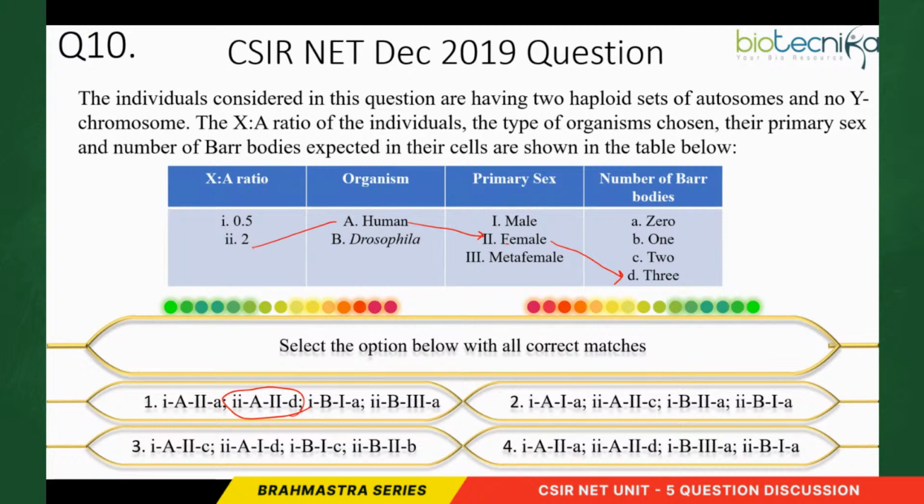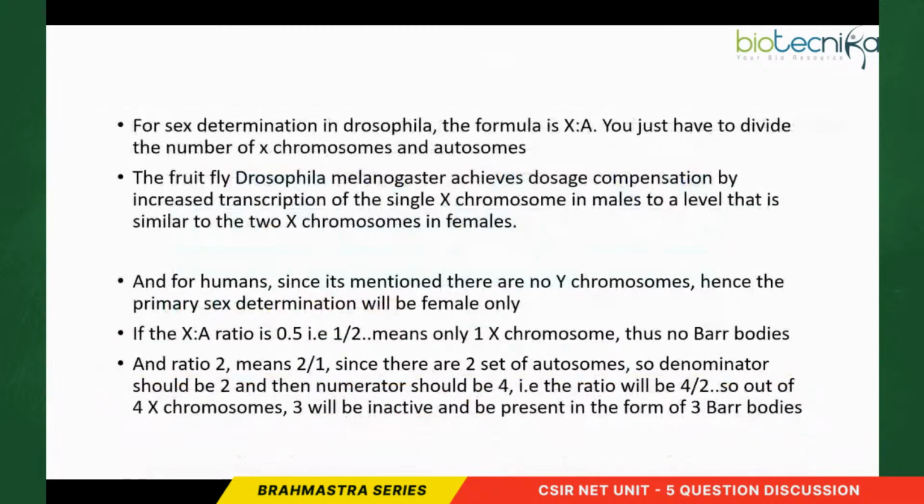And anyways, for Drosophila, whatever you take, whether you take this, this and this, or you take this, it would be 0, because in Drosophila you don't have the bar body concept. So you can see for both of them, 1B1A and 1B3A, because the fruit fly, Drosophila melanogaster, achieves dosage compensation by increased transcription of the single X chromosome in males to a level that is similar to the 2 X chromosomes in females.